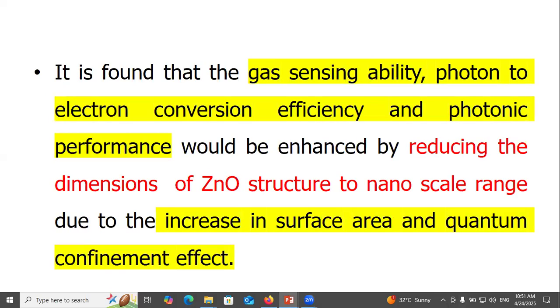It is found that the gas sensing ability, photon to electron conversion efficiency, and photonic performance will be enhanced by reducing the dimension of zinc oxide structure to the nanoscale range, due to the increase in surface area and quantum confinement effect.